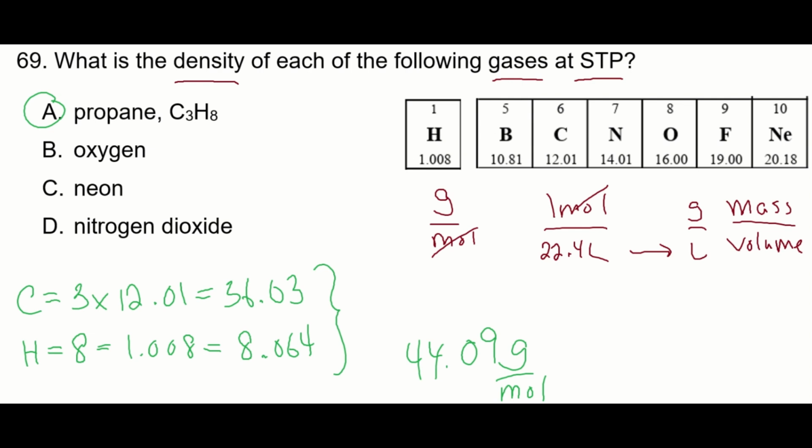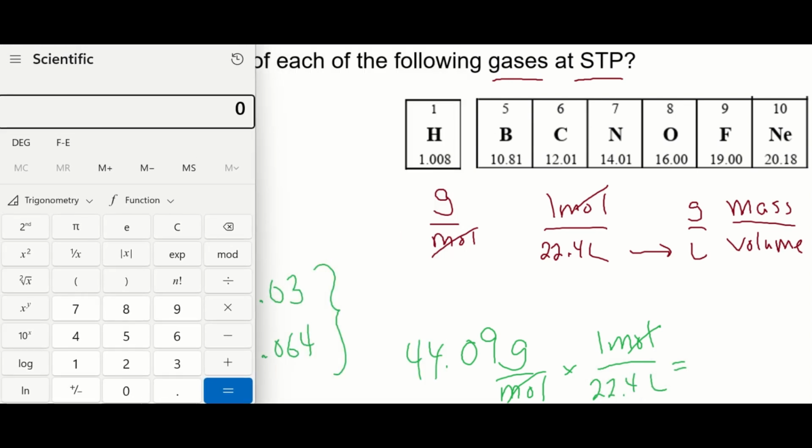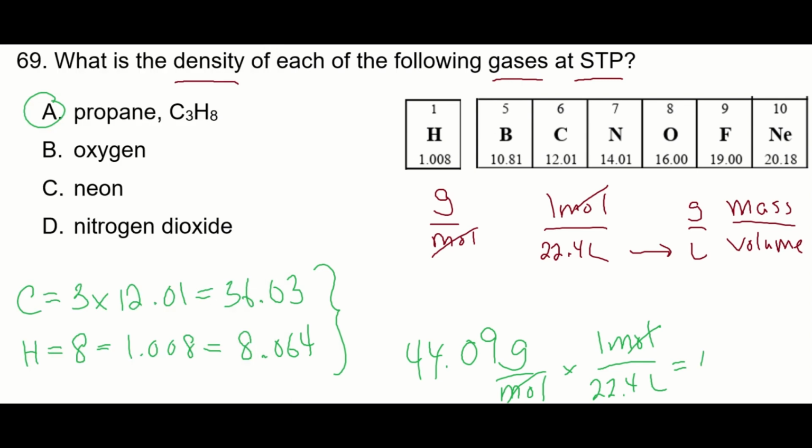44.09 grams per mole. So now we're going to use the molar volume, and we need to put moles on the top to cancel out the moles on the bottom, is equal to 22.4 liters. So let's get all our answers to 3 significant figures, because that's how many we have in our molar volume. 1.97 grams per liter is the density of propane.